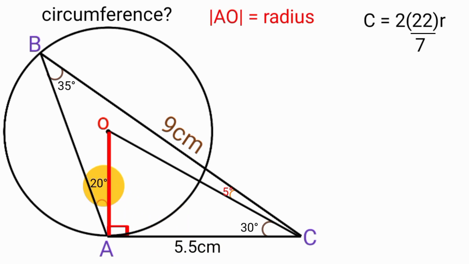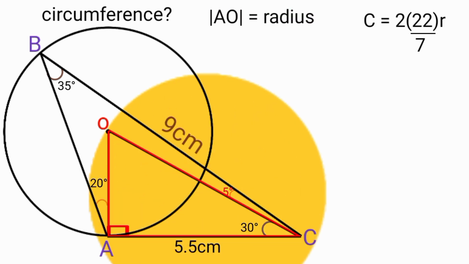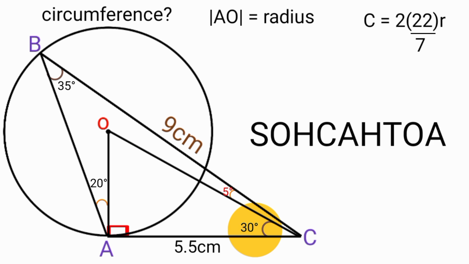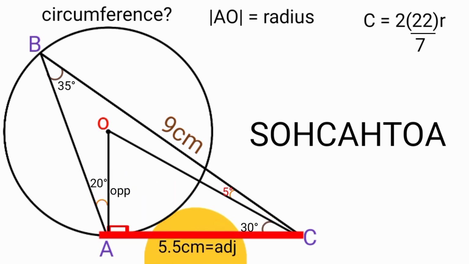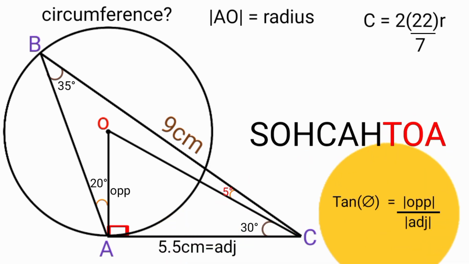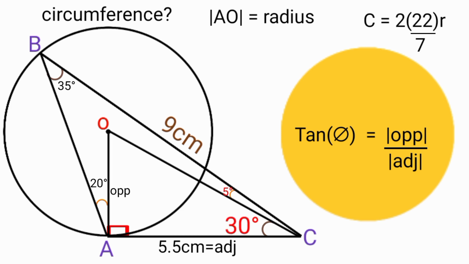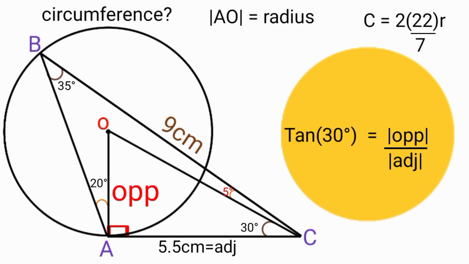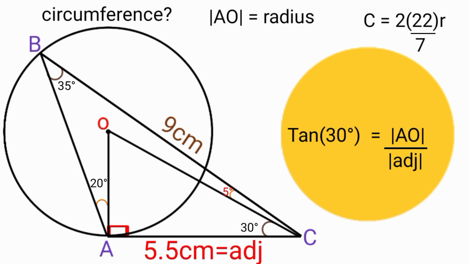So now to find the length of this radius here from this triangle here, triangle AOC, since it is a right angle triangle and an angle is involved, which is this angle here, we can use SOHCAHTOA. So from this angle here, this is the opposite and this here is adjacent. So here tan theta equal to opposite over adjacent. Theta is 30 degrees. Opposite is line AO and adjacent is 5.5 centimeters. So tan theta equal to line AO over 5.5.